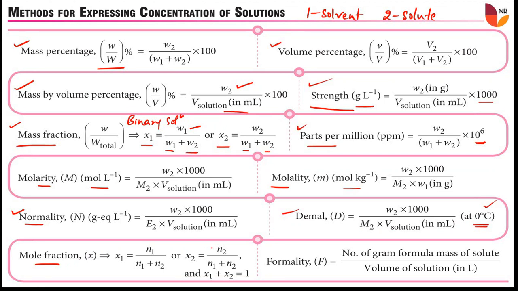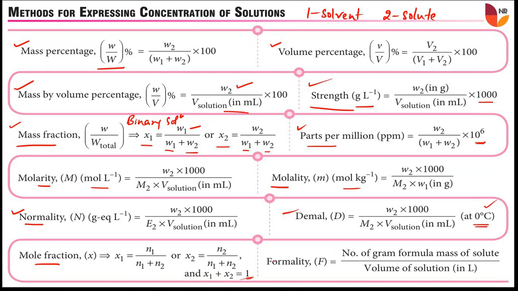So mole fraction is defined, for binary solutions, X1 is equal to the number of moles of the component divided by the total number of moles of the components present in the solution. For mass fraction, it is W1 divided by W1 plus W2. Weight is to be used to express the mass fraction, right? So in the mole fraction, the number of moles is to be used to express the concentration. That is N1 divided by N1 plus N2, and X2 is equal to N2 divided by N1 plus N2, and X1 plus X2 is equal to 1 for binary solutions.